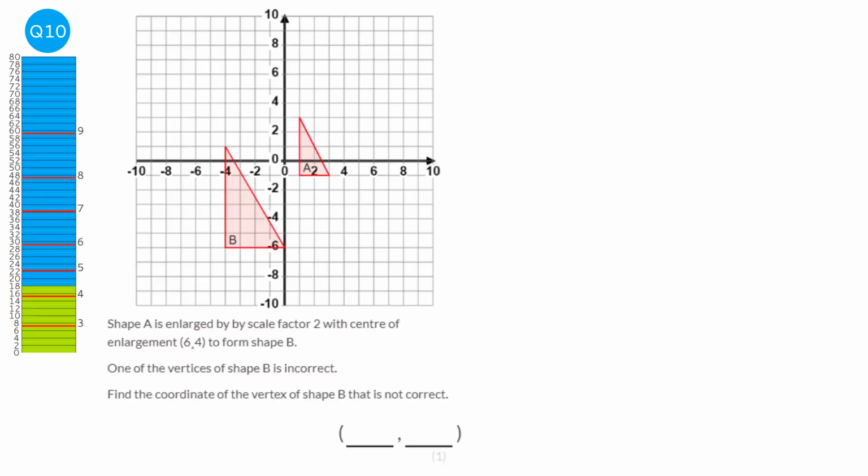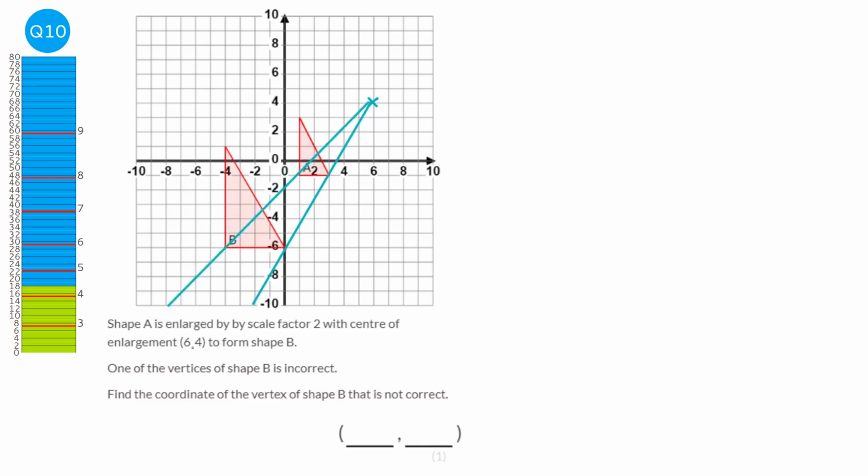So in this question we are told that the centre of enlargement is at 6, 4. So let's just put a cross there. And what I'm going to do is just draw ray lines from the centre of enlargement, and we're just going to go through each of the corners of our shape A. And we're going to just check whether it goes through the corner of shape B, which it does on this one. Let's just keep going.